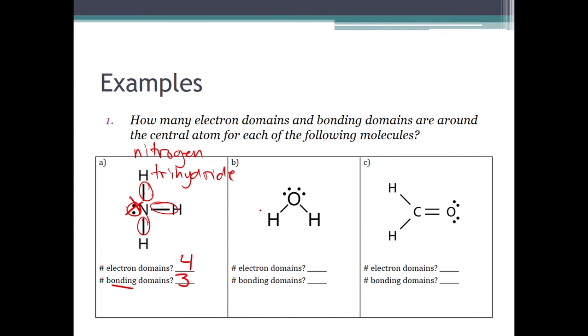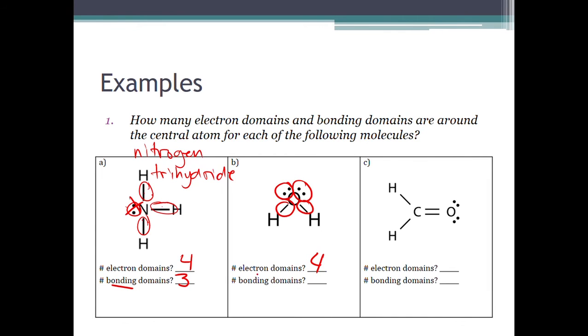Looking at letter B here, we'll start with electron domains. That's everything touching the central atom. So we've got a lone pair, that's an electron domain, and a lone pair, that's an electron domain, and a bond, that's an electron domain, and a bond, that's an electron domain. We have 4 electron domains.